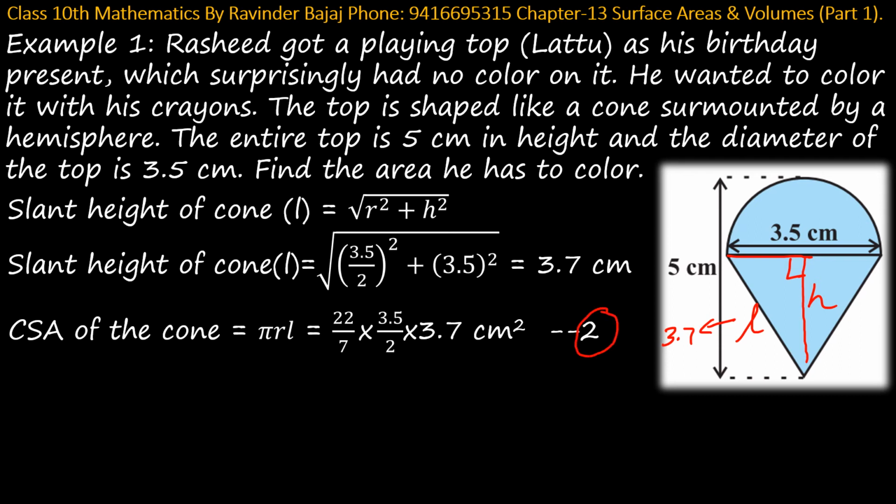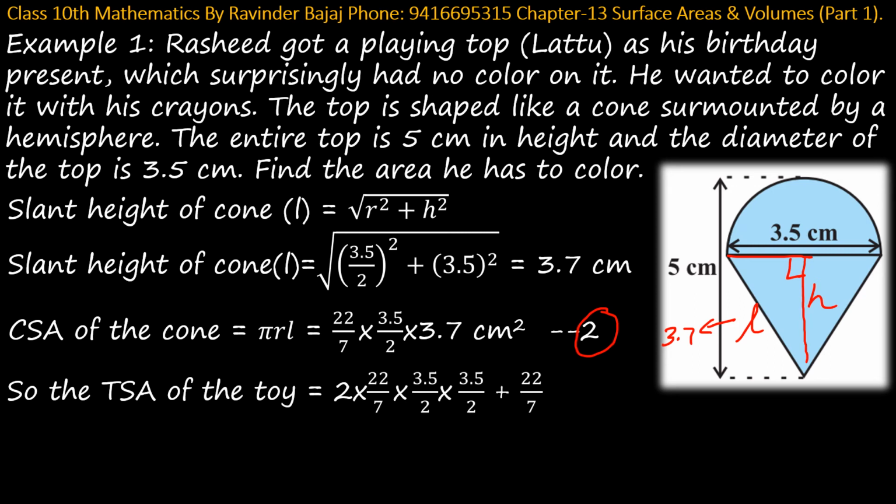So we need to add equation number 1 and equation number 2 together to get the total curved surface area of the toy, lattu. Okay, so the total surface area of the toy is equal to, this is the curved surface area of the hemisphere, and this is the curved surface area of this cone. Okay, now solve it, you will get the answer.